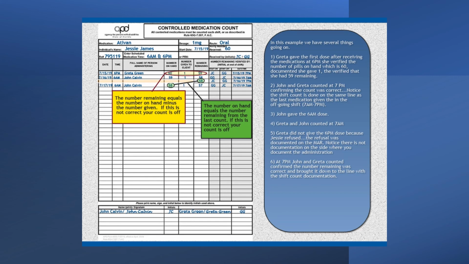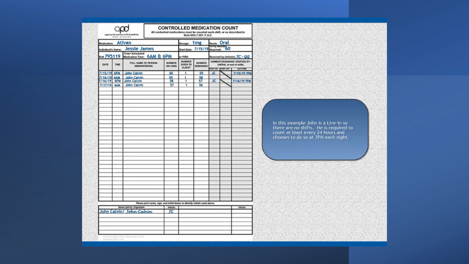3. John gave the 6 a.m. dose. 4. Greta and John counted at 7 a.m. 5. Greta did not give the 6 p.m. dose because Jessie refused. The refusal was documented on the MAR. Notice there's not a documentation on the side where you would document the administration. 6. At 7 p.m., John and Greta counted, confirmed the number remaining was correct, and brought it down to the line with the shift count documentation. In this example, John is a live-in, so there are no shifts. He is required to count at least every 24 hours and chooses to do so at 7 p.m. each night.